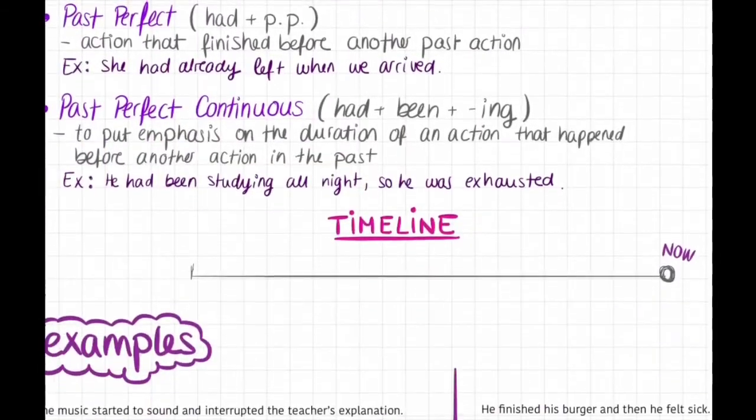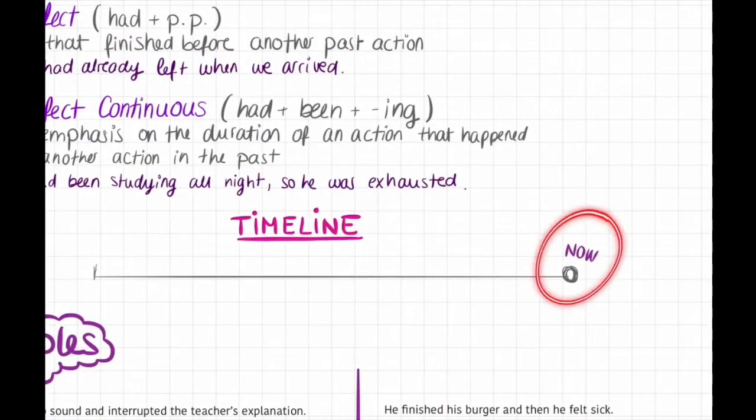If we want to explain it in the timeline, this would be now, so this would be the past. So the past simple would be used to talk about a specific point in the past or about a past habit. So it happened here and here and here and here, for example.